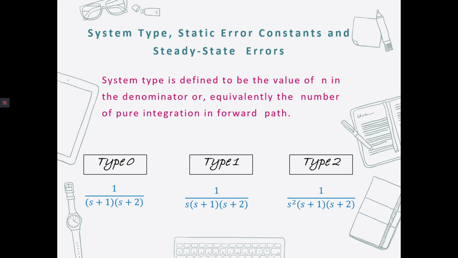Continue back on the introduction chapter part 5. For this one, this is the last part of the introduction. This is focusing on system type, static error constant, and steady state errors.